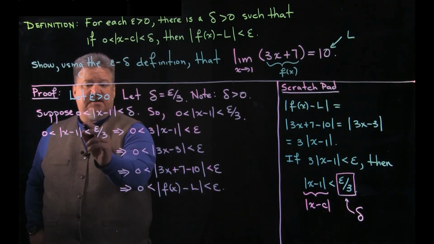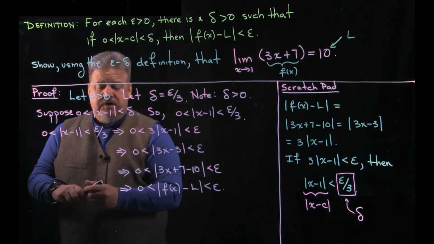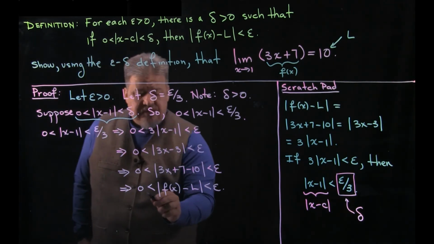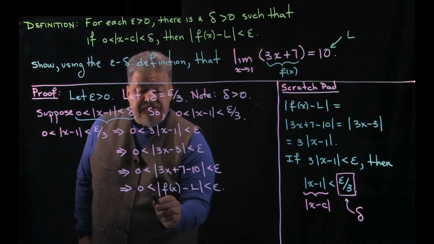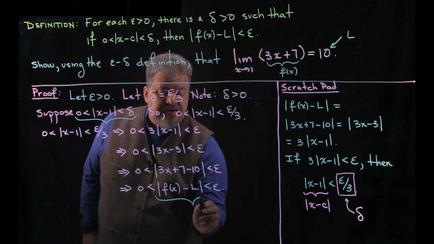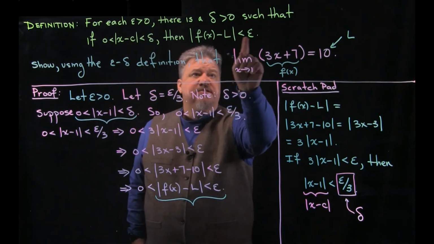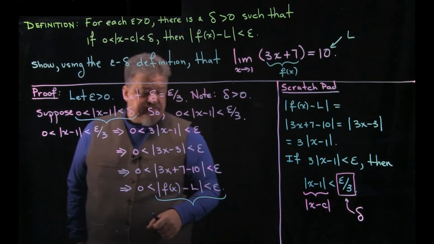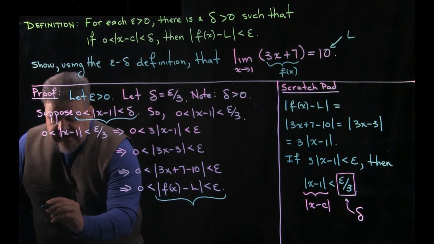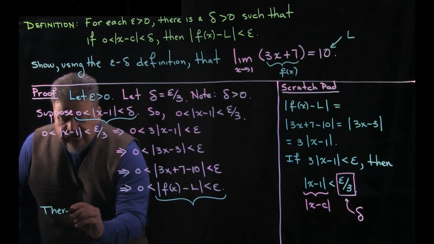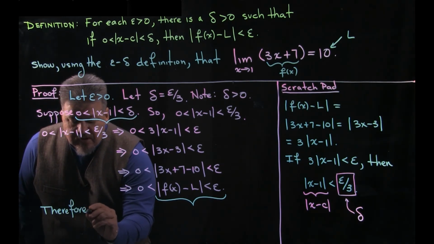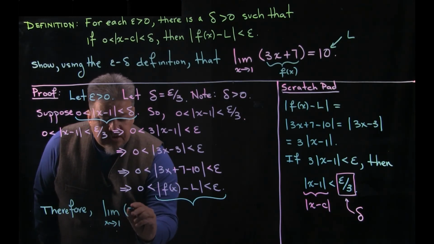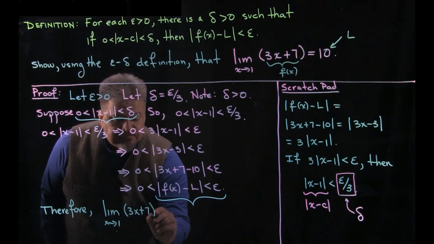We've shown that if x is no further than delta away from 1, then we don't really care about this. This is a kind of a bonus result. This is what we care about. Then we've shown that |f(x) - L| is less than epsilon. Certainly in this case it would also be positive. Therefore, by the epsilon-delta definition of the limit, we have shown the limit as x approaches 1 of 3x + 7 is in fact 10.